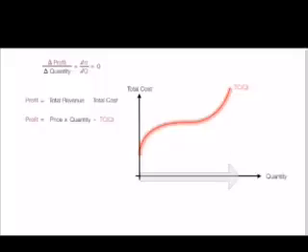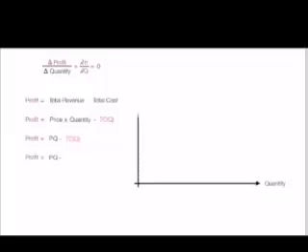So I'm going to say total cost is a function of quantity. So profit is equal to price times quantity, and I'll just use P and Q now. So profit is equal to price times quantity, P times Q, minus total cost, which is a function of quantity.